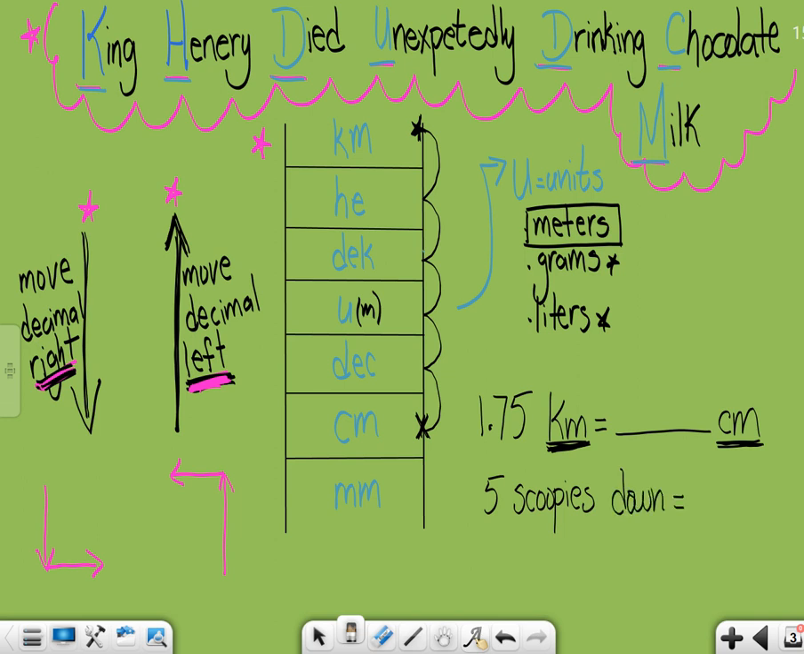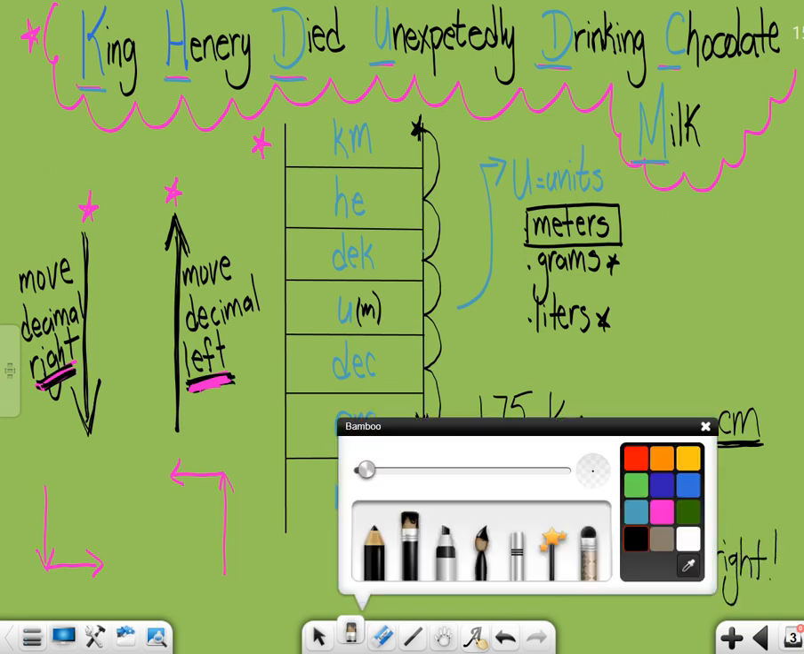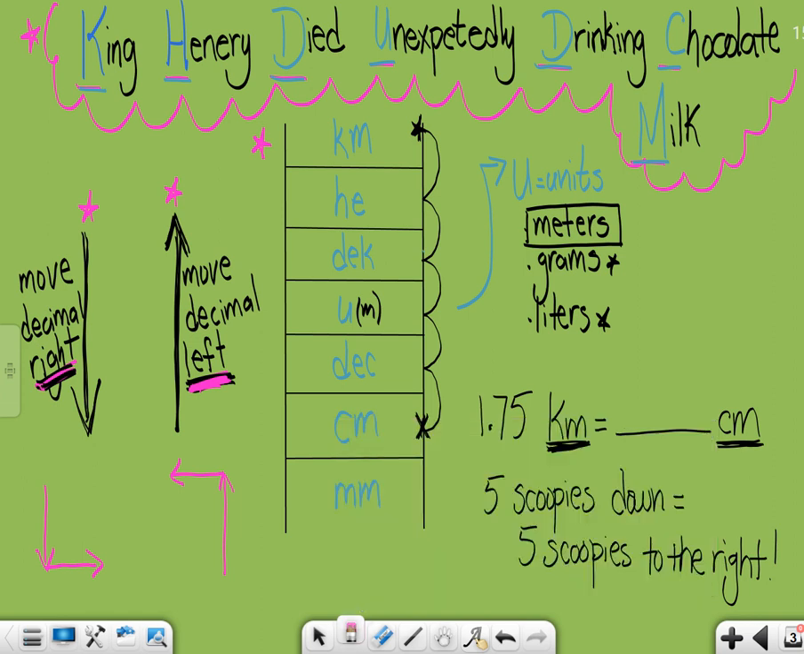What does that mean? If I'm going down the ladder, I have to move it to the right. So that means 5 Scoobies to the right. Okay, let's try that. I get my pink. I've got my number. So my original decimal also is over here. I need to go 5 Scoobies to the right.